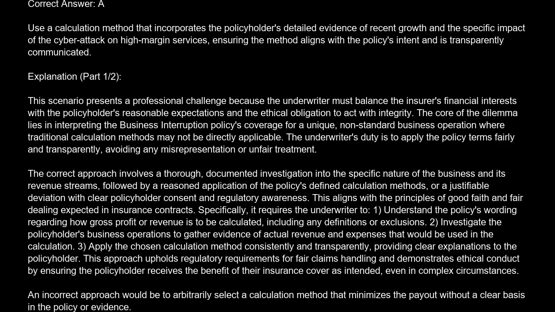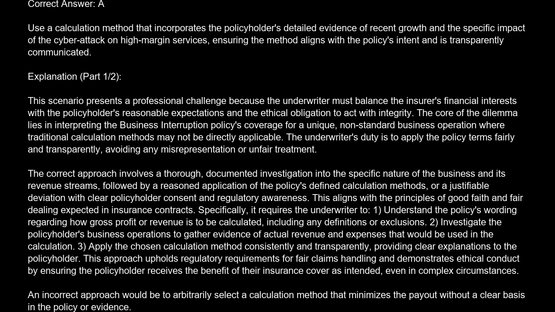The correct answer is A. Use a calculation method that incorporates the policyholder's detailed evidence of recent growth and the specific impact of the cyber attack on high-margin services, ensuring the method aligns with the policy's intent and is transparently communicated.